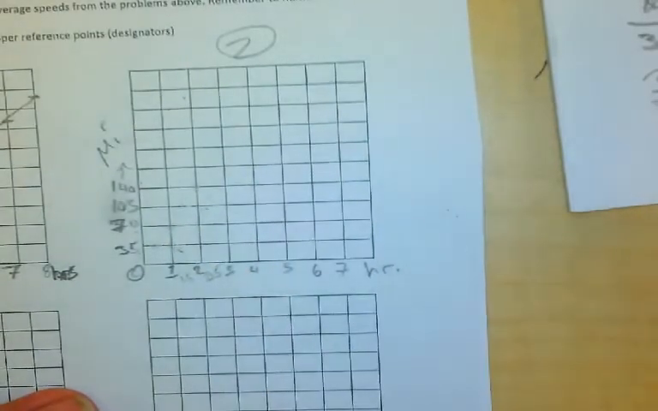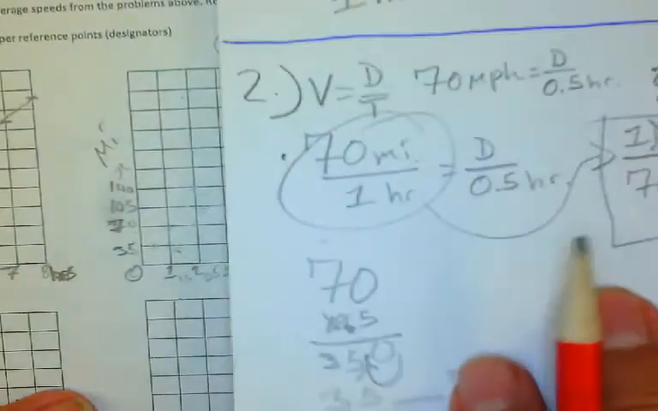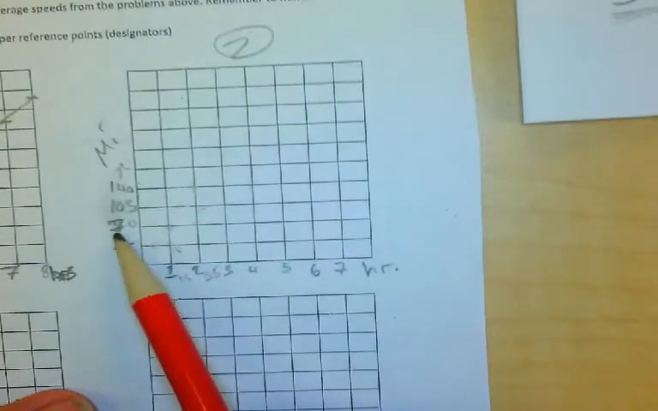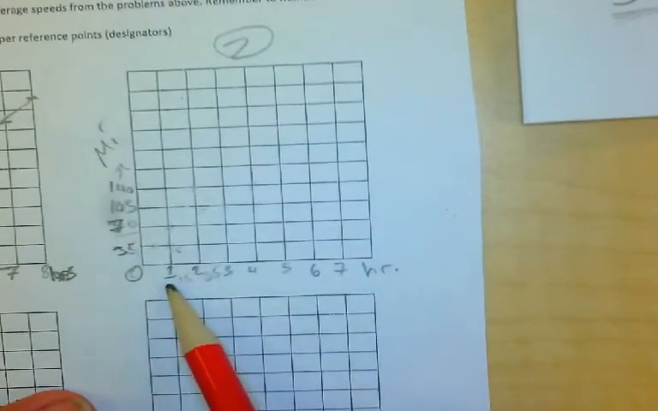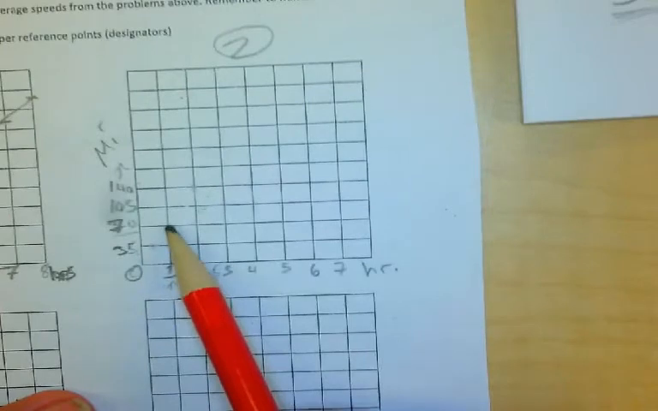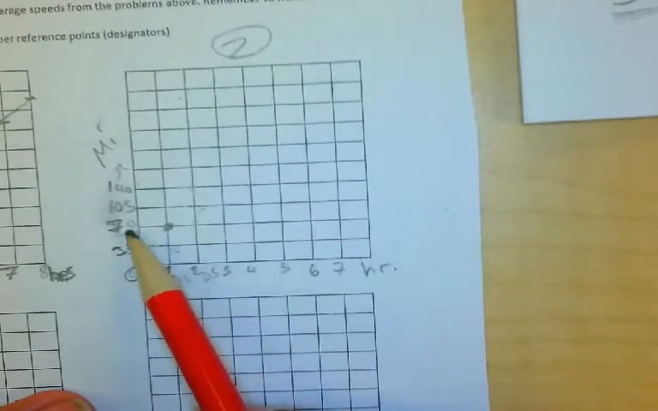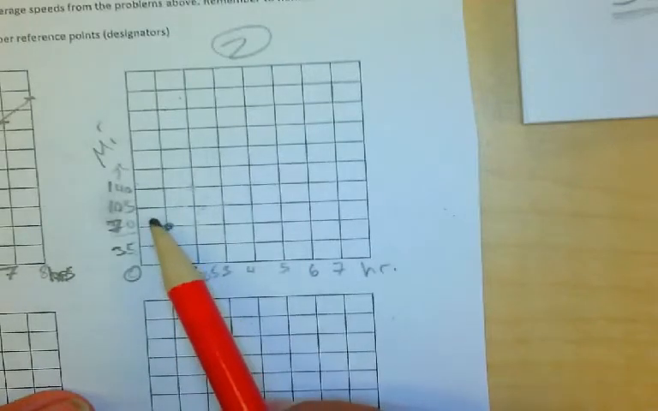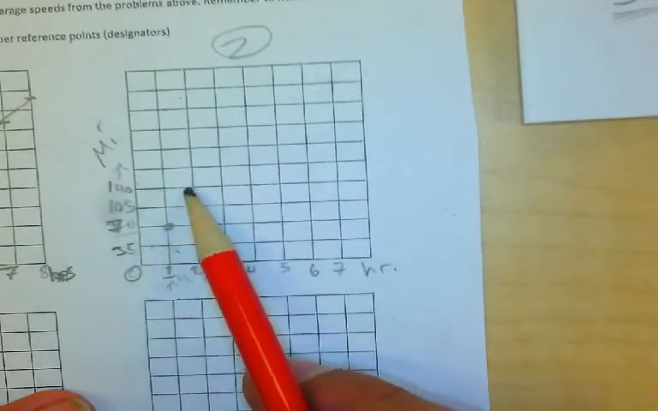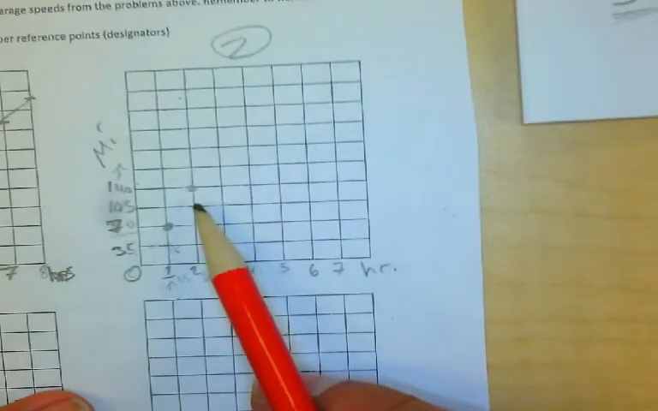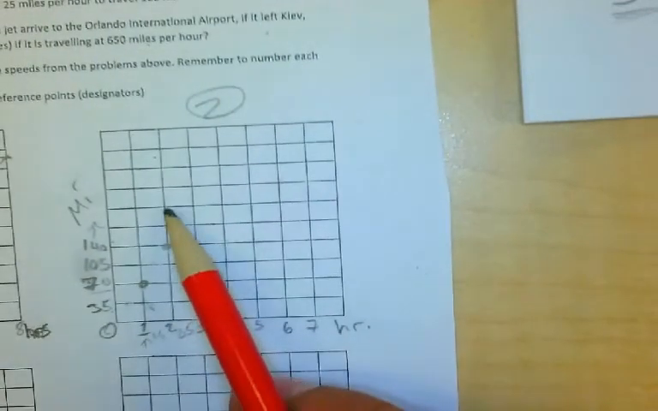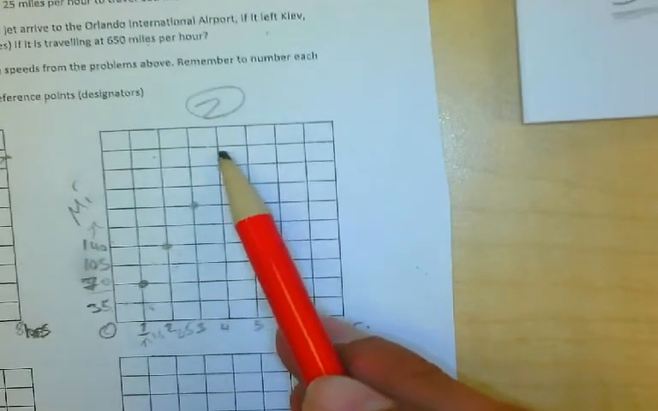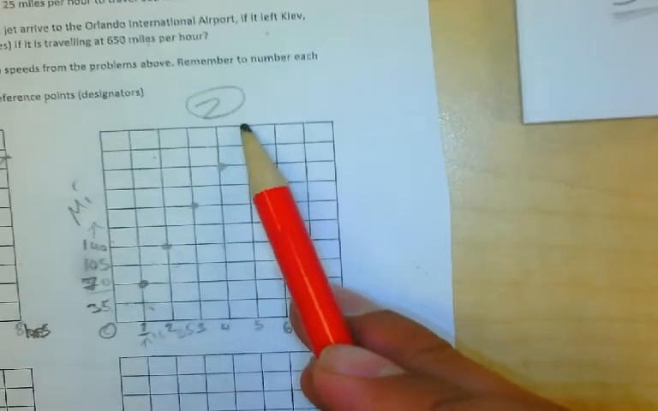Because we see in the initial problem that it is 70 miles per hour. 70 miles per 1 hour. So now I'm going to go ahead and just mark where 70 and 1 hit. Then I'm going to go to the next spot where 70 more and 1 more hit. I'm going to go to the next spot where 70 more and one more hit. 70 more, one more. 70 more, one more.